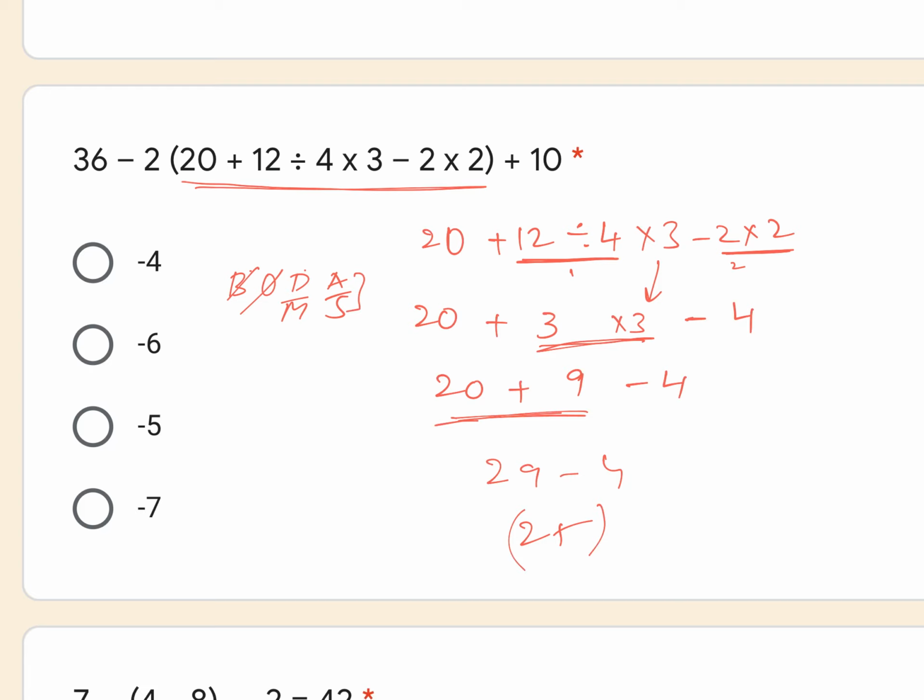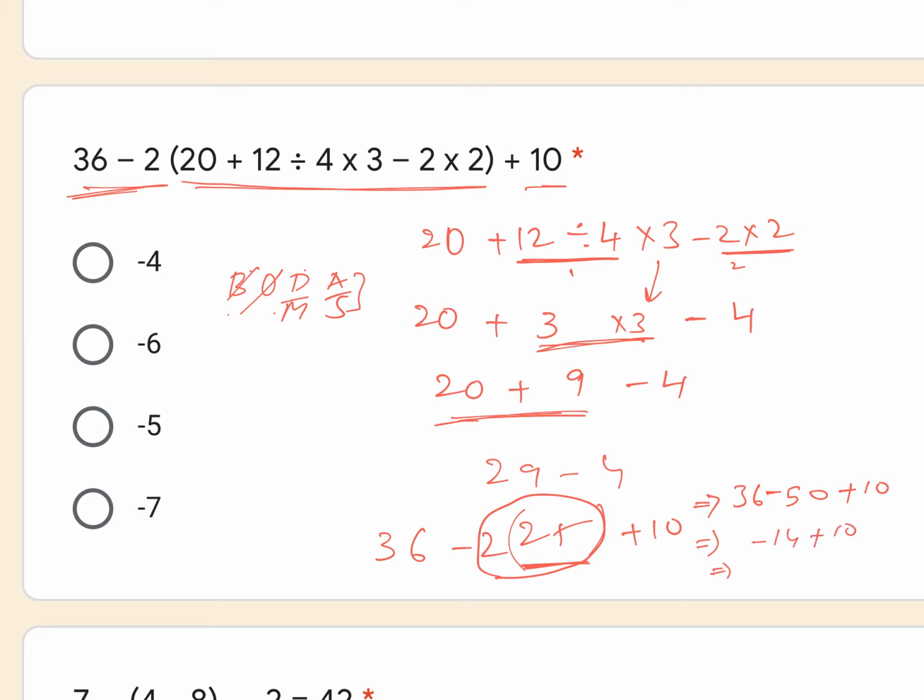Okay, and we have the remnants over here. Out of the bracket, what we have is 36 minus 2 times this bracket plus 10. 2 times 25 is to be done first, because division or multiplication comes after the brackets or powers. So 2 25's are 50, to which 36 is over here minus, plus 10. So 36 minus 50 is minus 14 plus 10, it gives minus 4.